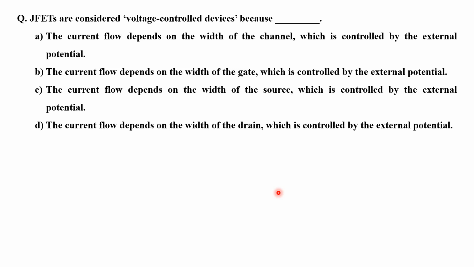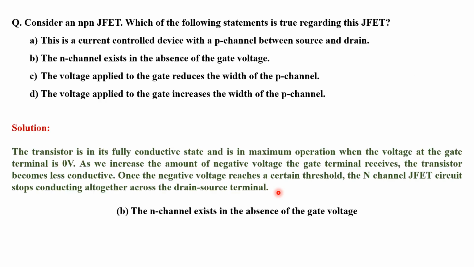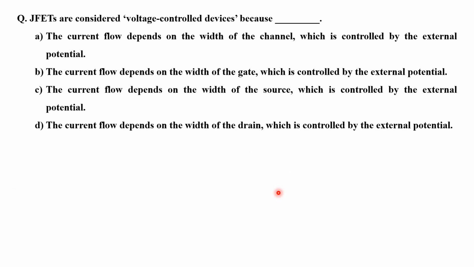Madam, I am not able to get the answer. Okay, so basically, what was the question before? Which of the following statements is true regarding this JFET? N channel exists in the absence of the gate voltage. Here we mentioned that we are considering it N channel because of the source, right? Yes, ma'am. Same goes here also. They are voltage control devices, that we know, but it all depends on the width of the source, which is controlled by the external potential.